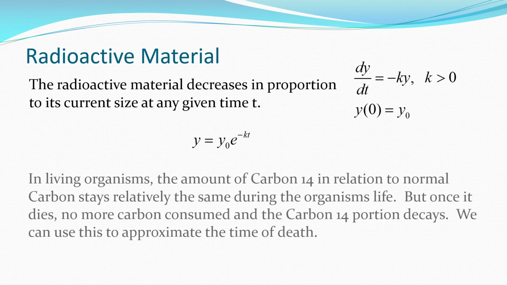Now, one clever way to use that is what's called carbon dating. In living organisms, the amount of carbon-14 in relation to the normal amount of carbon stays relatively the same during the organism's life. That's because as the amount of carbon-14 decays in the organism, it constantly brings in more from the outside.